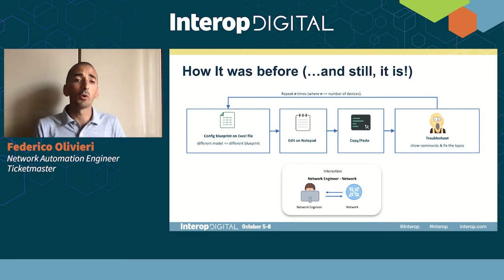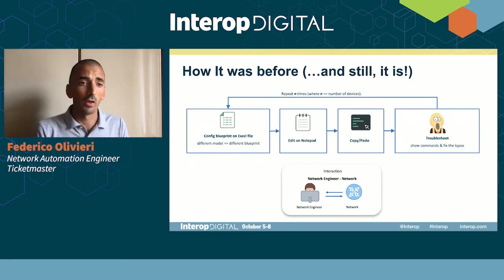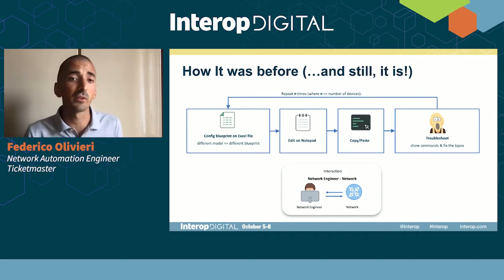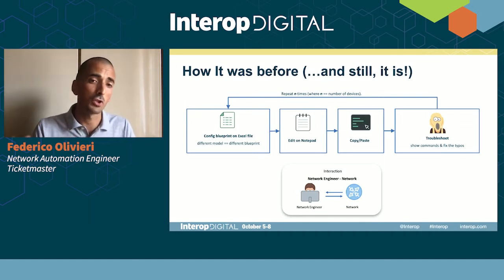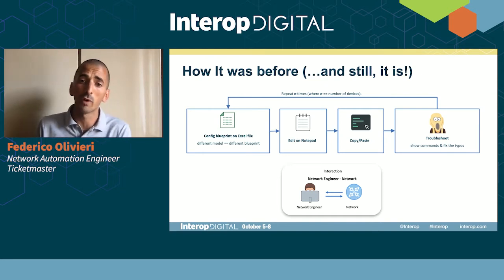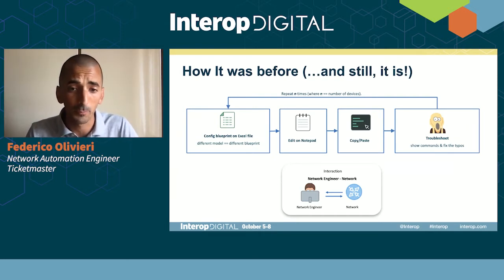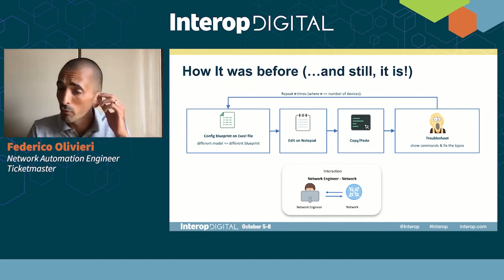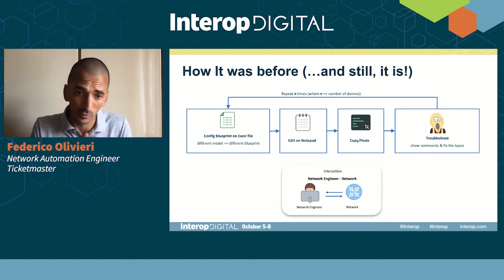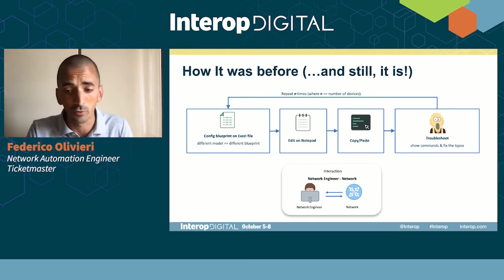So this is how we worked before. Different vendors, different OS versions, different hardware meant different blueprints in Excel files where we copy, we put in a notepad, we change the moving bits like IP addresses, hostnames, and things like that. Copy and paste in the shell when we need to provision a new device, or even when we need to change bits of configuration. And we found ourselves most of the time troubleshooting typos. As you can see in this workflow, the interaction is between the network engineer and the network device. This is important because now you will see how it's going to change.